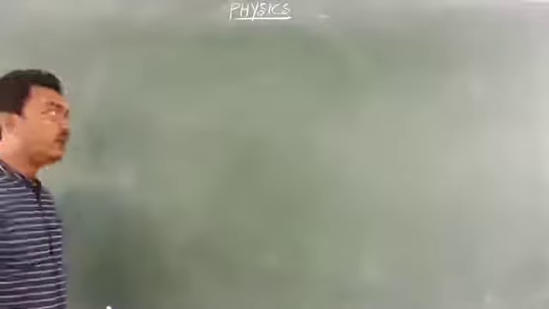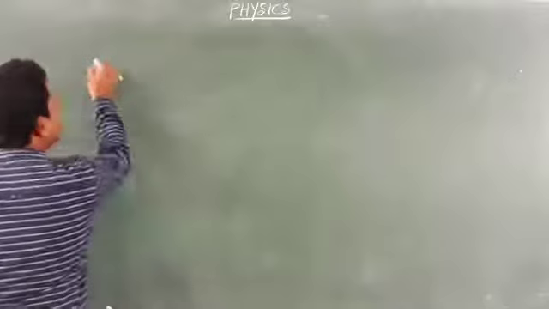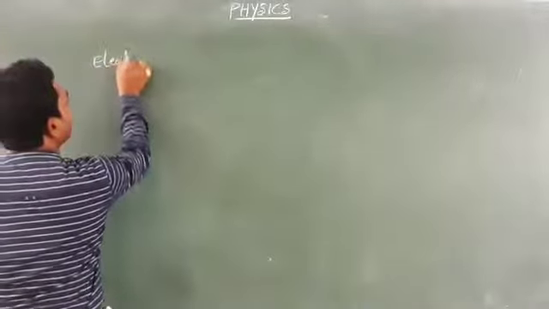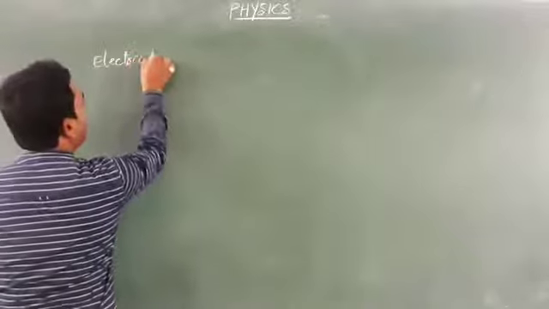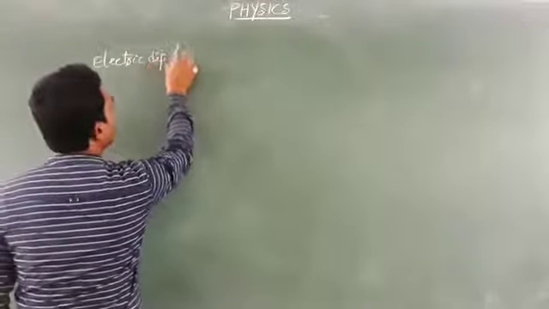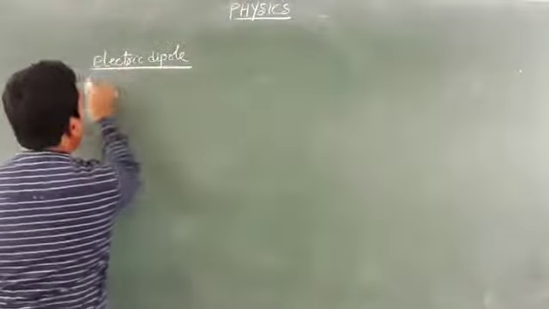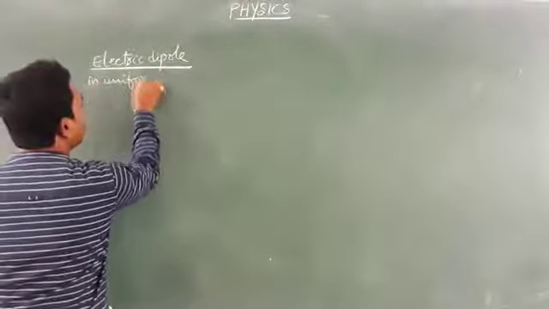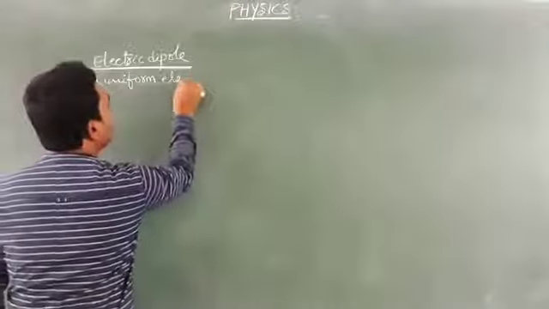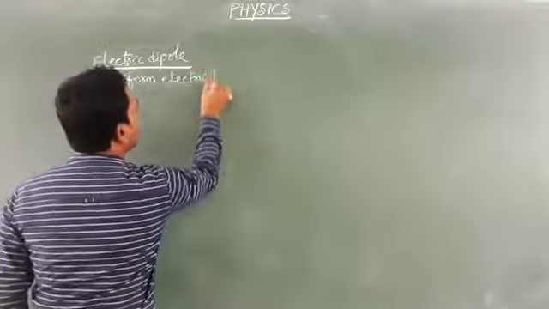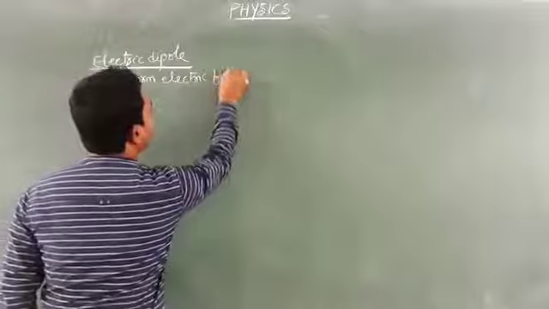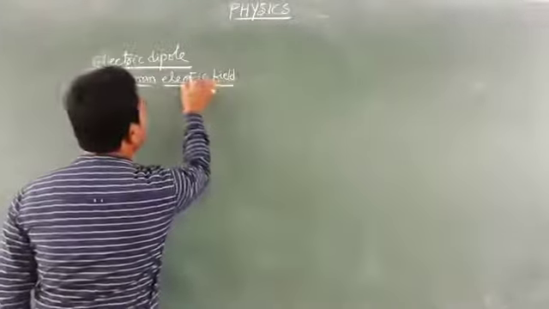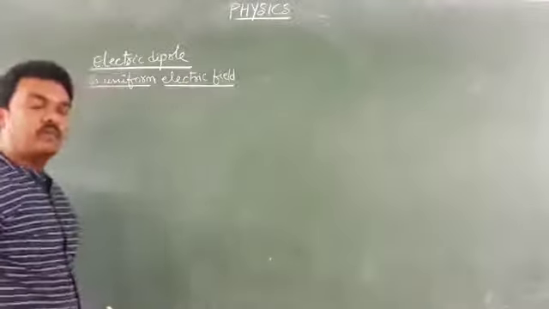Now we are going to discuss the presence of an electric dipole in a uniform electric field. Here is the point that we are going to discuss: the presence of an electric dipole in a uniform electric field.